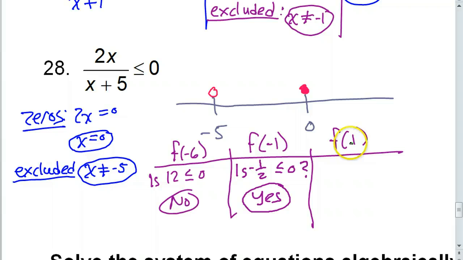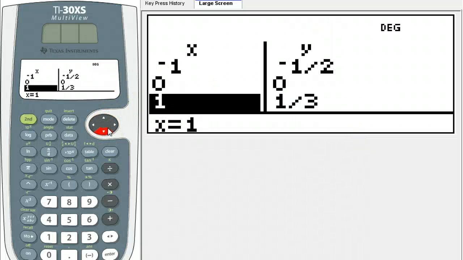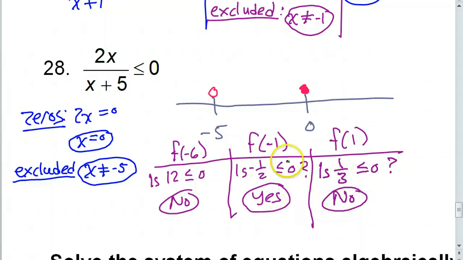How about a value of 1? If I go to 1, the value of the function is 1/3. Is 1/3 less than or equal to 0? Nope, it's not. 1/3 is positive. So this yes means that -1 is a solution. And if that's a solution, then everything in this zone is a solution.